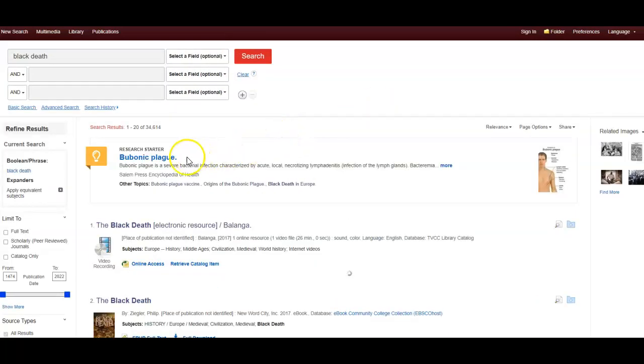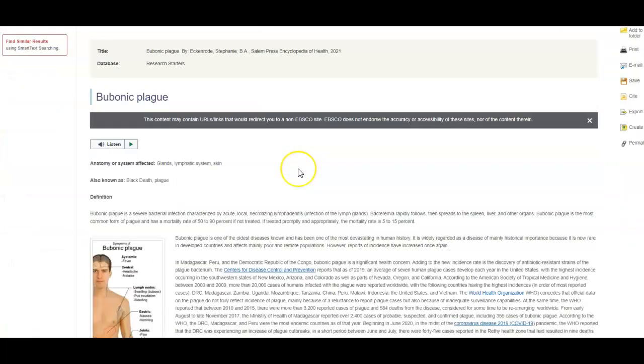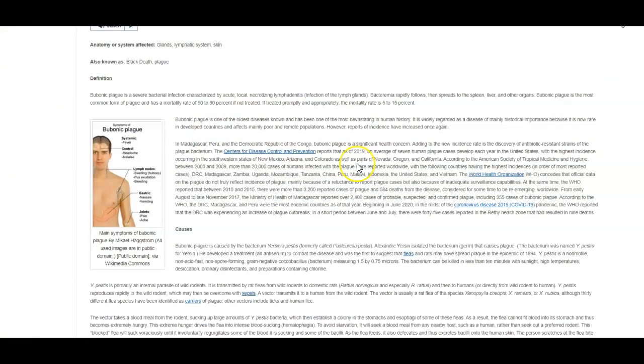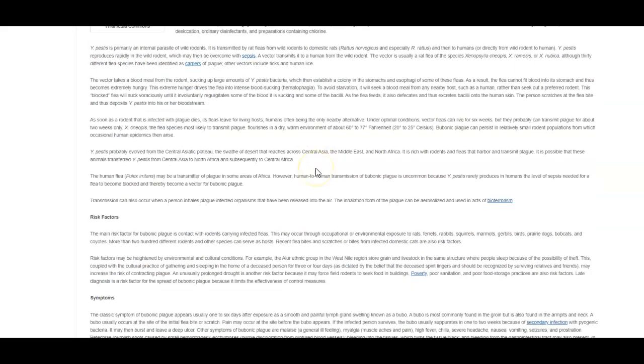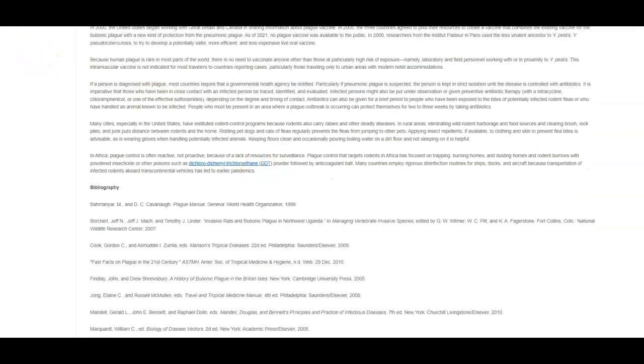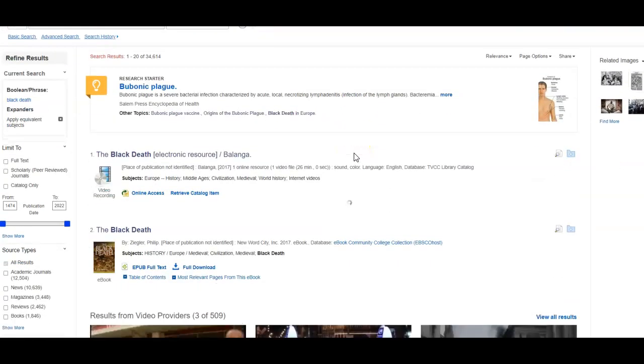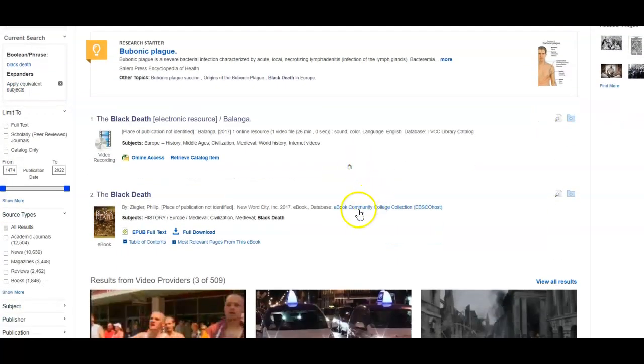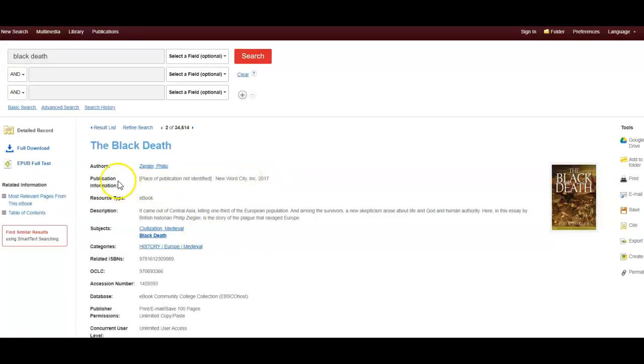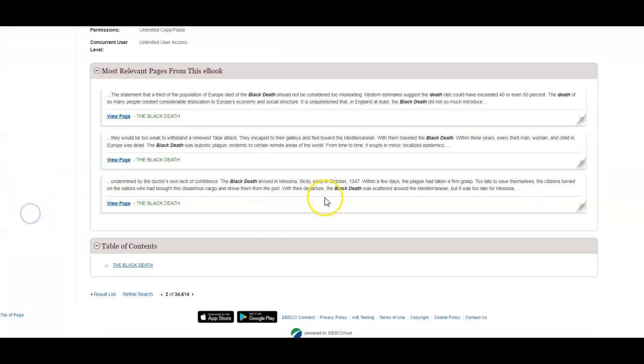Yeah, there you go. The bubonic plague. This is where the research starter takes place, and that's what I was looking for. It goes into detail about what the bubonic plague was, what causes it, and the history of it is down here a little bit. And then, again, this particular ebook is one that works really well. You have the table of contents, if that will open. So let's go here.